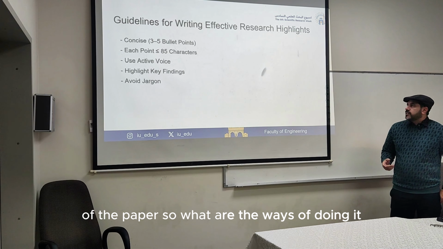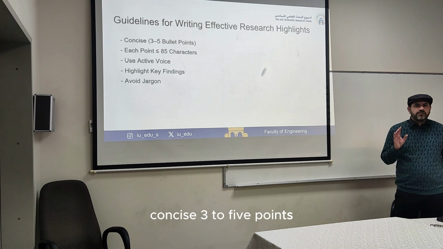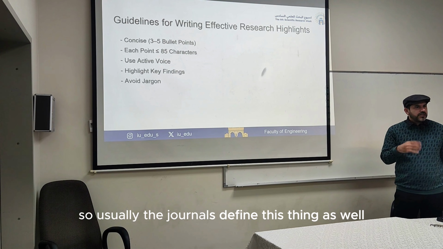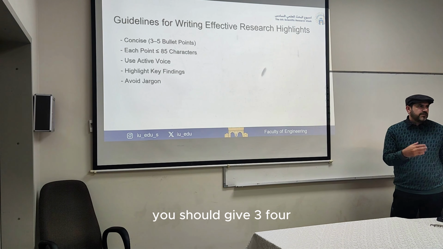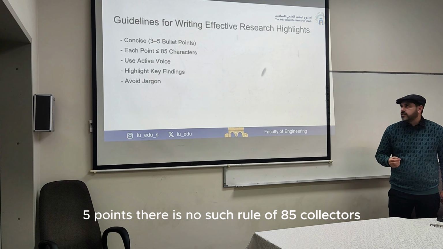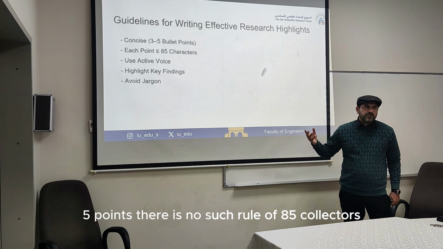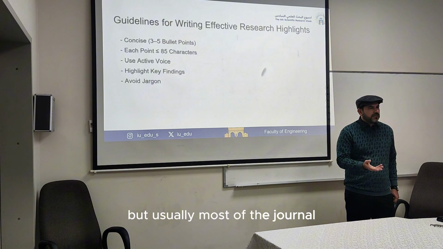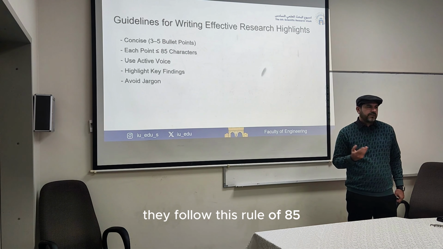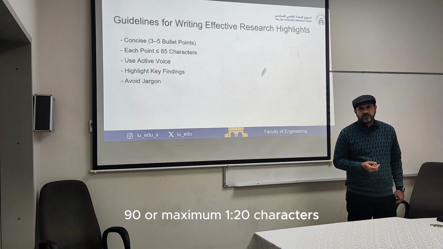So what are the ways of doing it? Concise, 3 to 5 points. Usually the journals define this as well. You should give 3, 4, or 5 points. There is no such fixed rule of 85 characters, but usually most journals follow this rule of 85, 90, or maximum 120 characters.